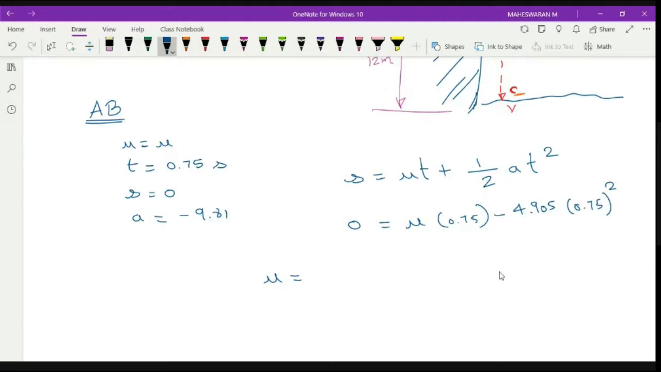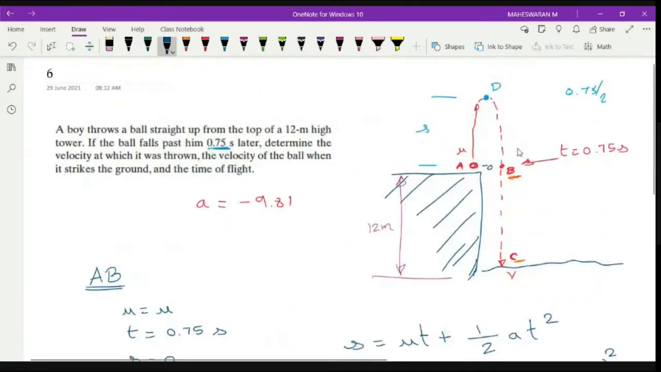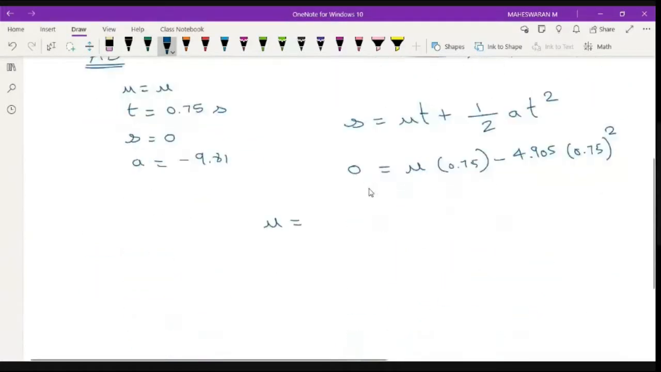Sir, one doubt. Initially when we are throwing the ball up, the acceleration will be negative, and when it is coming down, the acceleration will be positive. Will it affect when we put the minus sign in this AT value? No, sir. You have to consider only the initial value, not the final one. Always consider your initial value. So in that case, it is negative only. So what U are you getting?